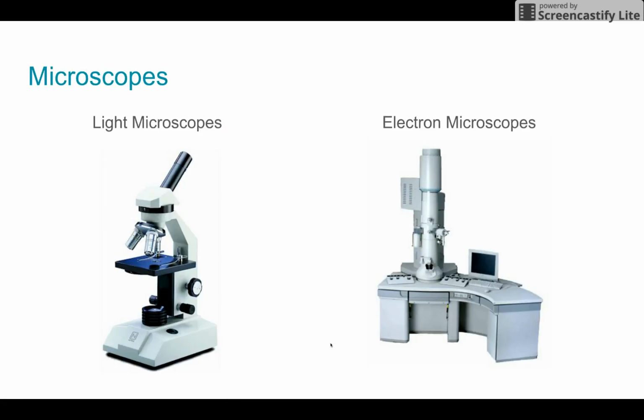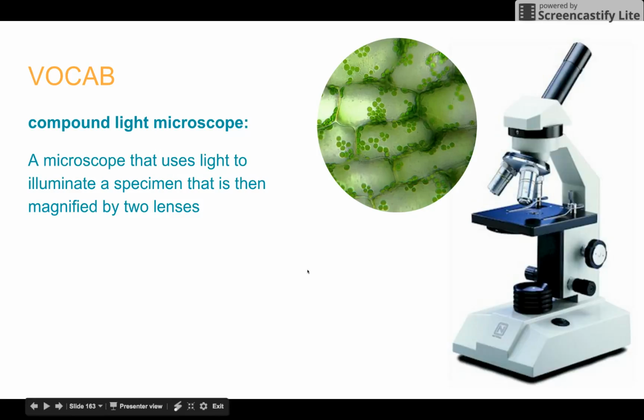Okay, so today we're looking at light microscopes and electron microscopes. These are the two main types of microscopes that we use in biology. So the light microscope, or more specifically the compound light microscope, uses light to view an image.